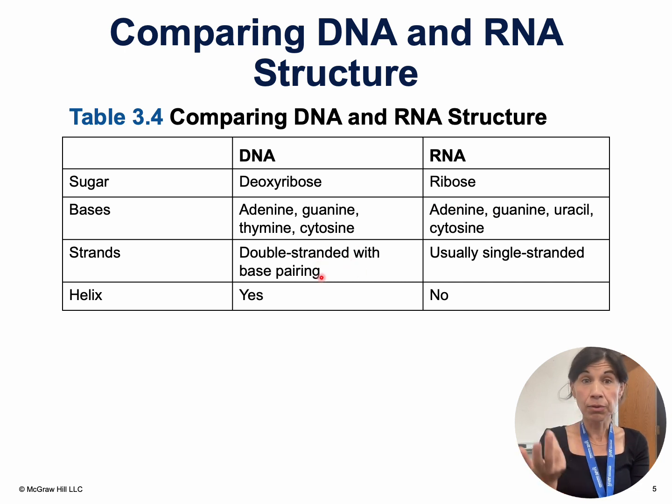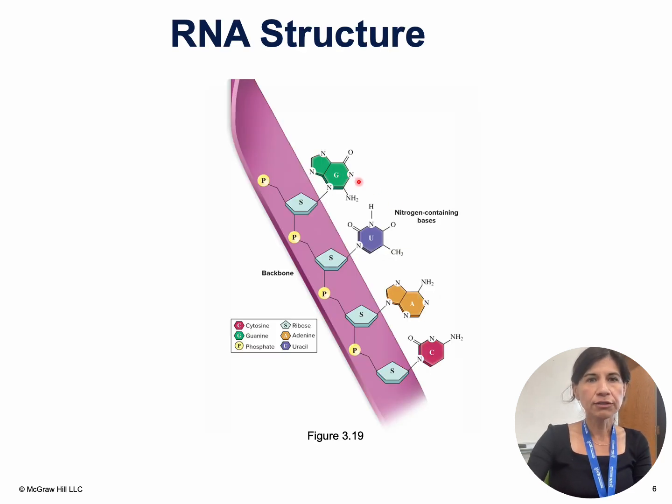DNA is a double helix, if you've ever heard that, kind of like a double spiral staircase, whereas RNA is single-stranded. So DNA is double-stranded, RNA is single-stranded. DNA forms a helix, RNA does not. So here's some visuals of that. So here's RNA structure. So you can see that it's single-stranded and it's made up of these repeating units.